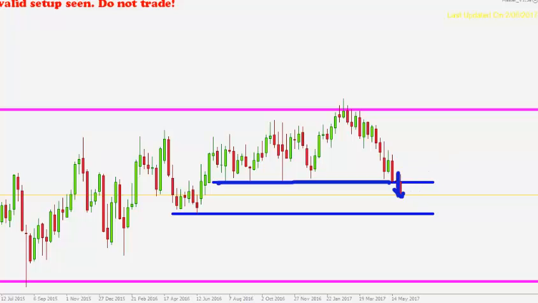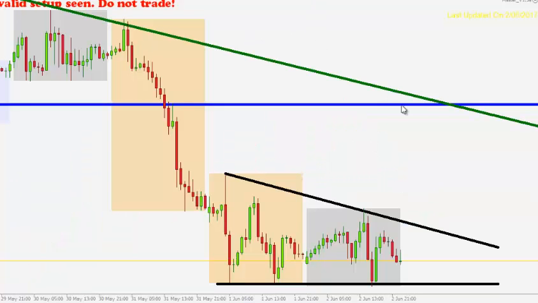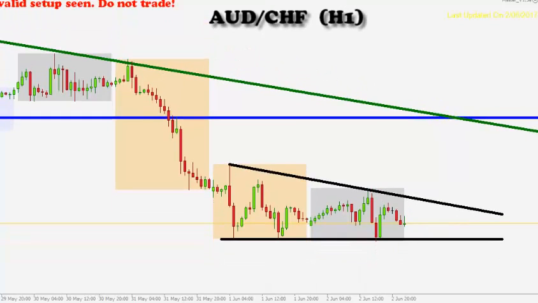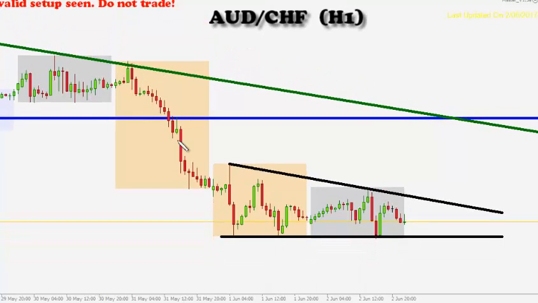So we are comfortable right now searching for short opportunities to the next level of support. Okay, so in our intraday trading, we will be searching for short opportunities in the Australian dollar against the Swiss franc. So let's see the 1 hour time frame. We have a valid price action right here. This is a 1 hour time frame.